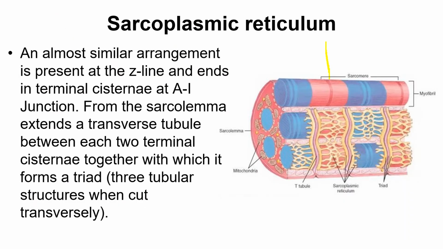A similar arrangement of the sarcoplasmic reticulum is seen at the Z line, as the sarcoplasmic reticulum gives fenestrated cisternae at the level of the Z line and terminal cisternae at the AI junction. Two terminal cisternae together with a T tubule give rise to a triad.